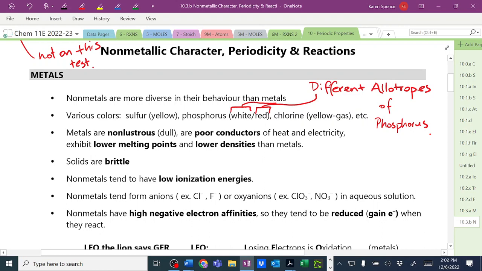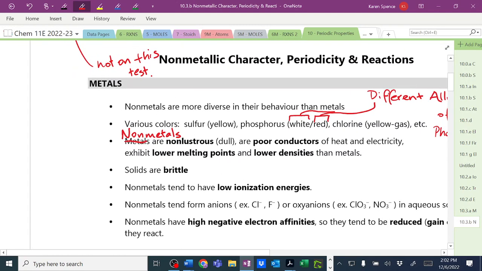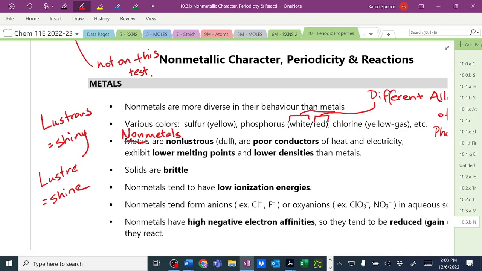Okay. Non-metals are non-lustrous. Sorry, I cut and pasted. Lustrous means shiny. Okay, so if you say something has luster, it has shine. Is it R-E or E-R? R-E. Okay. They are poor conductors of heat and electricity. There is an exception to that.